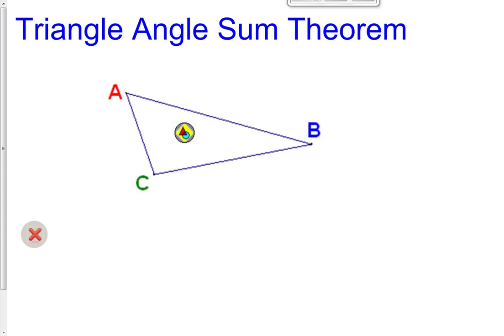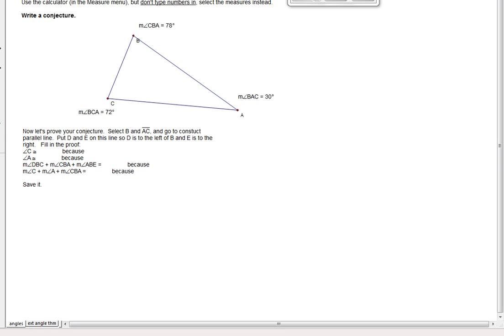Take a look at this first slide, the triangle sum theorem, an extremely important concept, maybe one that you've had before. In a triangle, of course, there's three angles. In this triangle right here, angle A, angle B, and angle C. Again I have triangle ABC, and right now the angles are 30 degrees, 78 degrees, and 72 degrees.